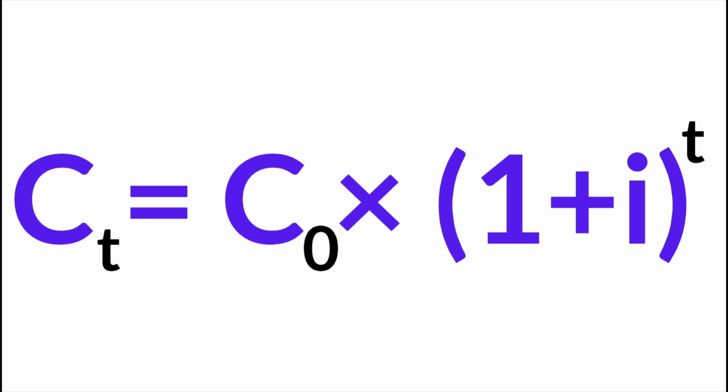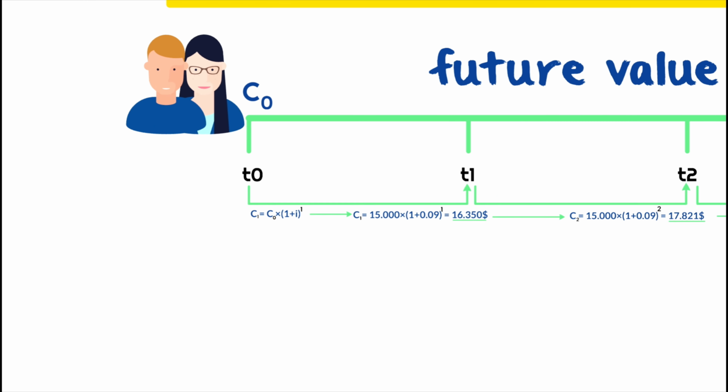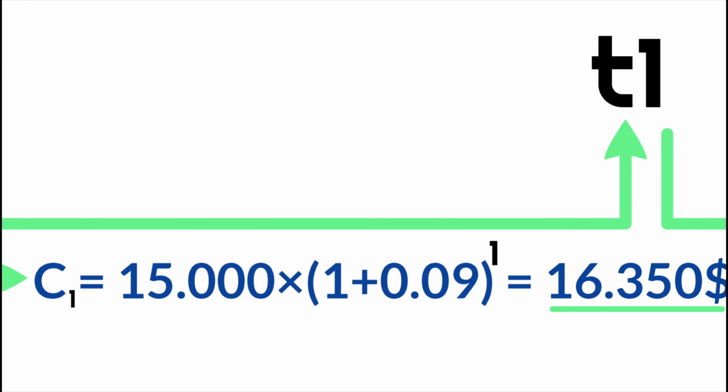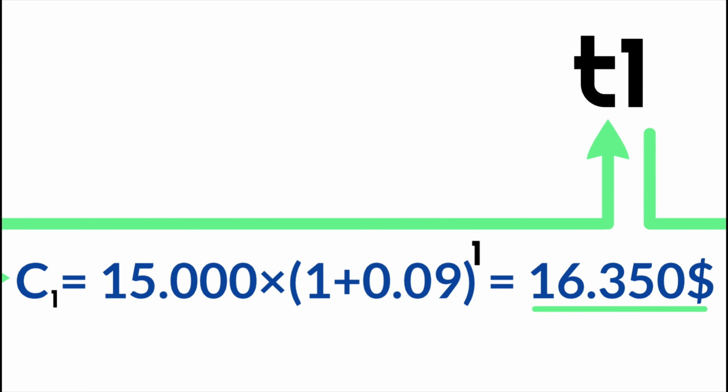To better understand how the money grows over time, they calculate the interest growth from T0, today, to T1, 1 year later. According to the future value formula, they calculate capital after 1 year, C1, equals starting capital, C0, times 1 plus i, where i is the interest rate, raised to the power of 1. When substituting the values into the formula, they calculate $15,000 times 1 plus 0.09, where 0.09 is the interest rate, raised to the power of 1. This determines the capital amount after 1 year.